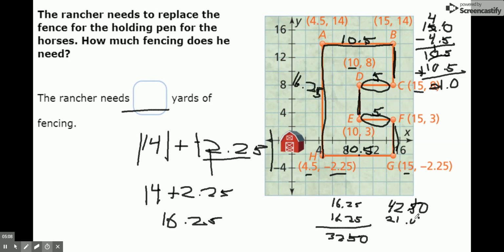So the addition here is not too bad. End up with a half here. You can just leave that 0 alone. 2 plus 1 is 3, and 4 plus 2 is 6. It should be 63.5. So the rancher needs 63.5 yards of fencing. And that's how you can use polygons in the coordinate plane, and this formula of absolute values, to figure out a perimeter or something.